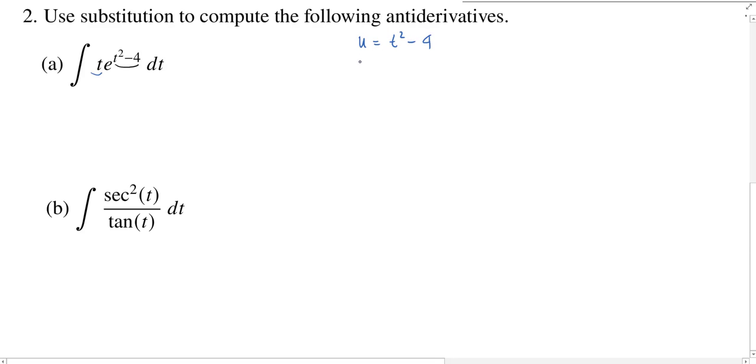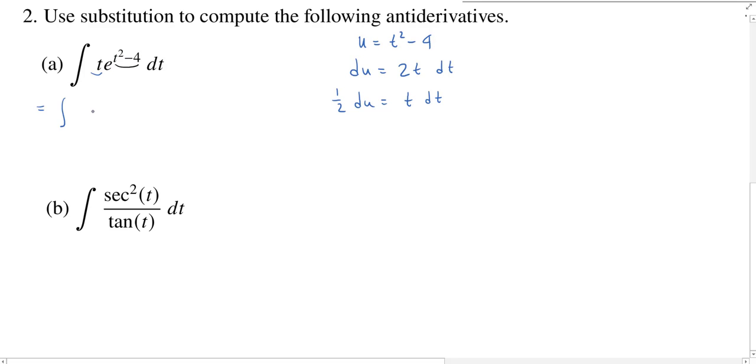Now I can take the derivative and multiply by dt to get du equals 2t dt. Now I don't have 2t dt, I have t dt. But that's okay. I could multiply by 1/2, and then I would have t dt. All right, so that means I can rewrite this antiderivative problem as, let's see, well, let's get the e to the t squared minus 4.